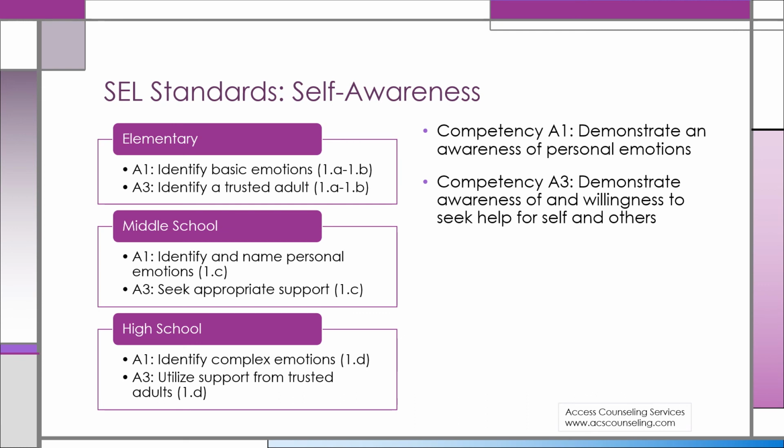So for our elementary students, they may be identifying anger or feeling mad as one of their basic emotions, and they may identify you or maybe someone in the front office as their trusted adult to help them talk it through. For our middle school students, anxiety or nervousness is typically able to be identified at this point, and seeking appropriate support could be a trusted adult at the school or at home, or it could even be friends that they speak with to help them manage everything.